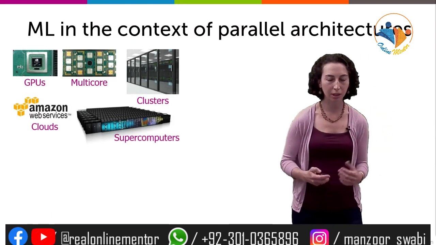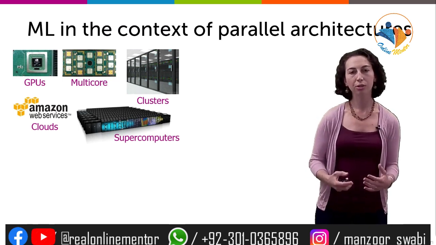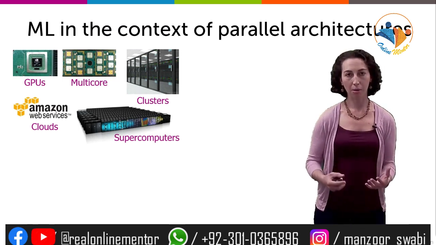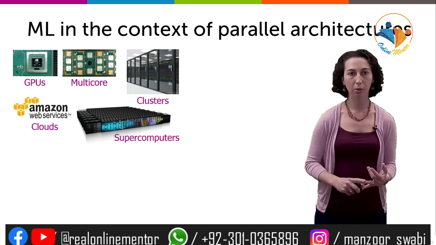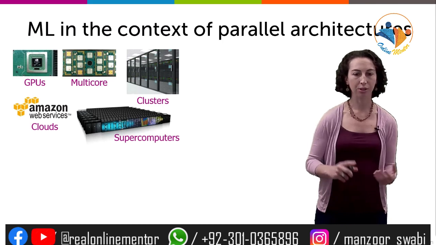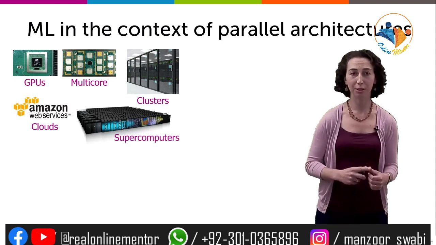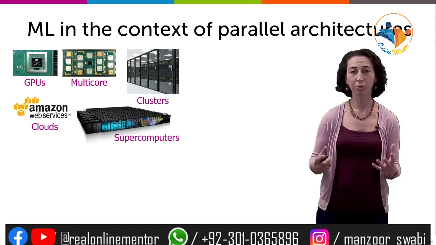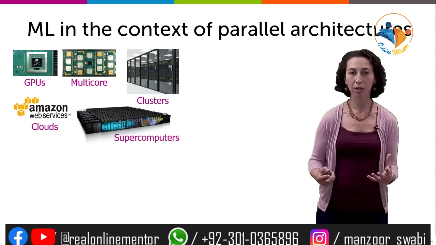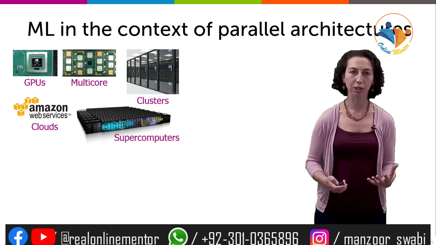And the typical thing that we're leveraging these days is collections of processors. And there are different architectures that we have. We have things like GPUs and multi-core and clusters and cloud computing resources and really fancy and expensive supercomputers. So that's great. Those are really powerful or potentially powerful computing resources that we have. But the question is, how do we use these in machine learning?